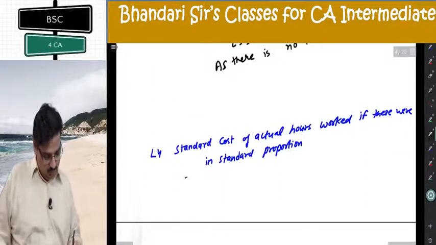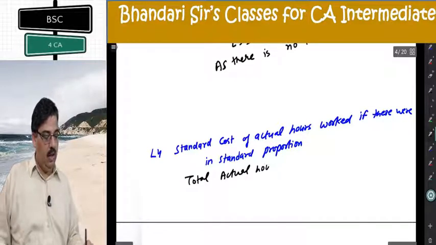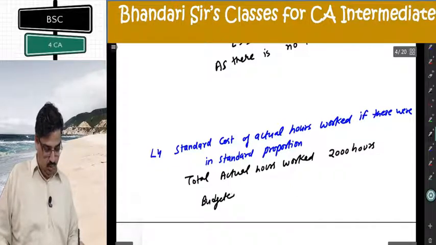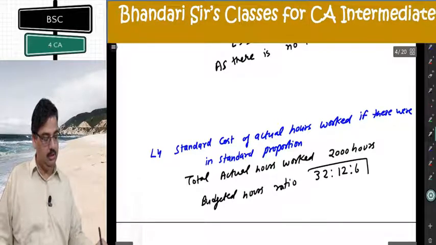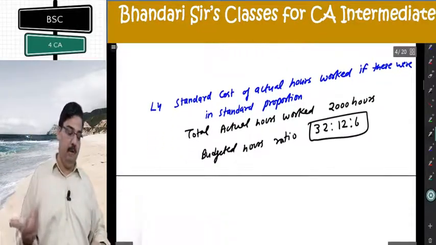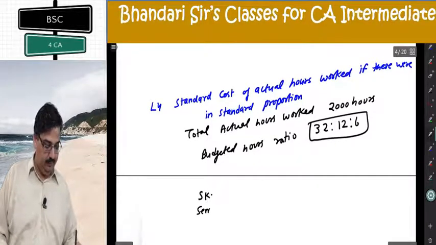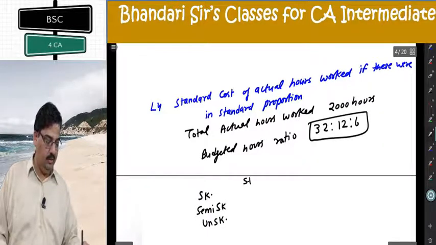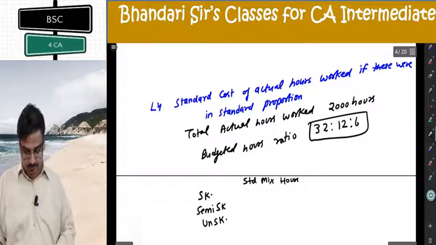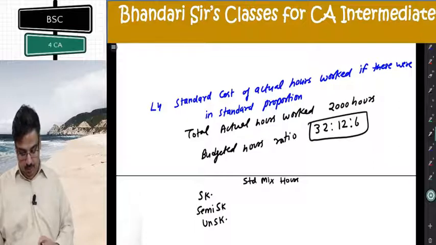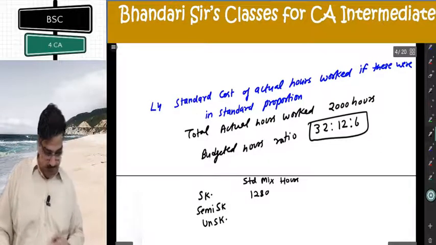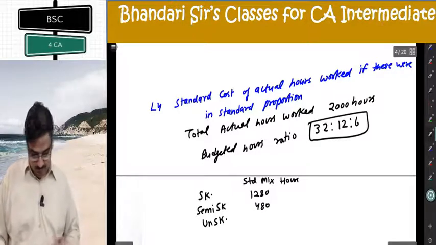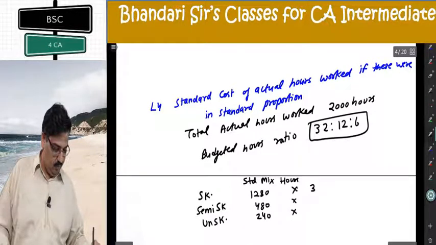L4. Total actual hours worked 2000 hours. Budgeted hours ratio 32:12:6, which is number of worker ratio multiplied by 40, will remain same ratio. So I get for skilled, semi-skilled, unskilled, standard mix hours: 2000 divided by 50 into 32, 1280, 480, 240. Multiplied by standard rate per hour.